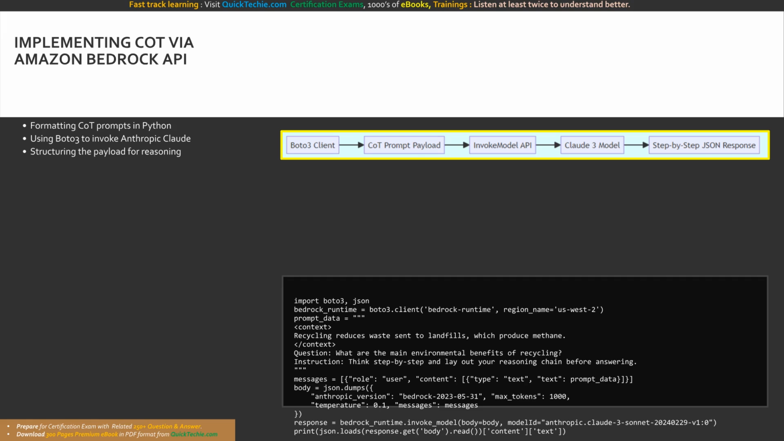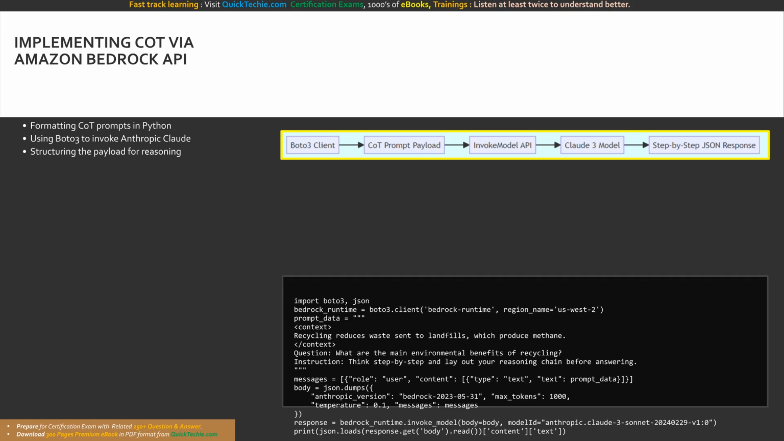Let's analyze this Python implementation. We initialize our Bedrock runtime client. We construct prompt data using XML context tags to provide background, followed by our specific question and the crucial COT instruction. Think step by step and lay out your reasoning chain. We package this into the messages array required by Claude 3. We set temperature to 0.1 because we want highly deterministic logical reasoning rather than creative fiction. We invoke the model, parse the JSON response body, and print the generated text, which will elegantly display the model's step-by-step deduction process.